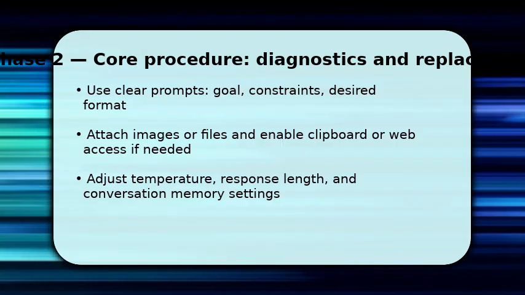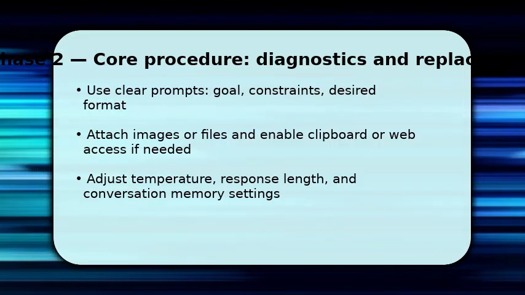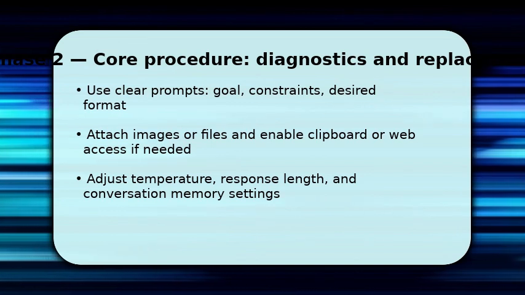Then tune the model. Lower temperature for precise answers, raise it for creative ideas, set response length, and configure memory so Gemini recalls context across turns. These tweaks improve accuracy and relevance.